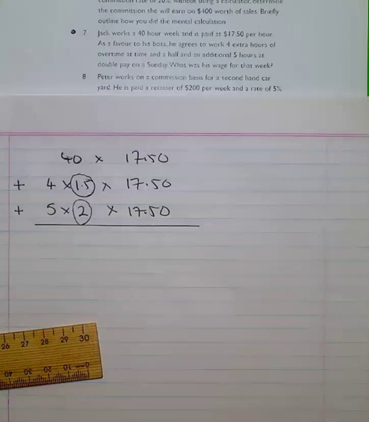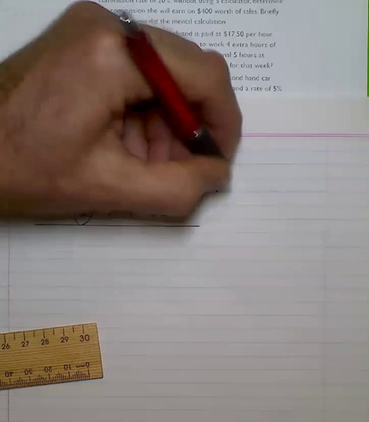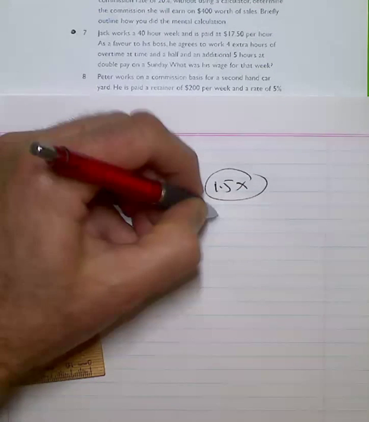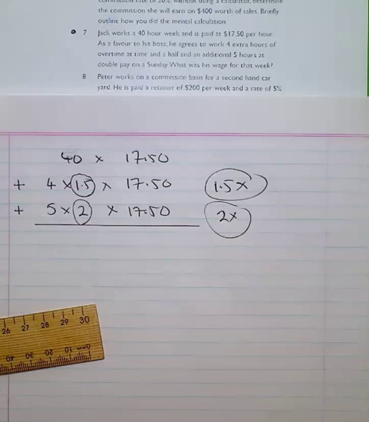Question 7, we're looking at someone who's working a 40-hour week, gets paid $17.50 an hour. He then agrees to do 4 hours extra at time and a half. Now, time and a half is 1.5 times. He then agrees to work on the Sunday for double pay. So it'll be twice that figure.